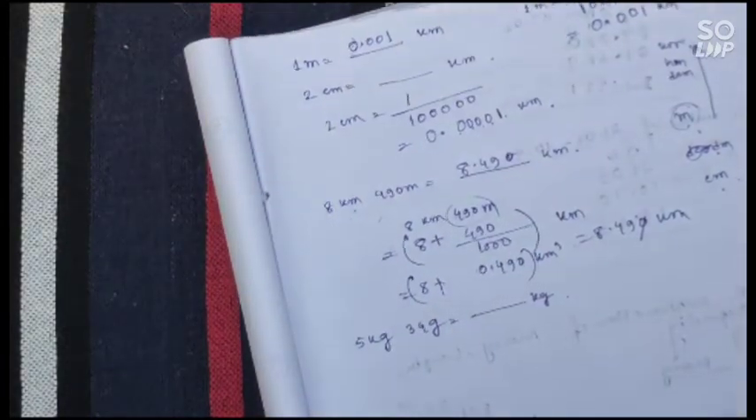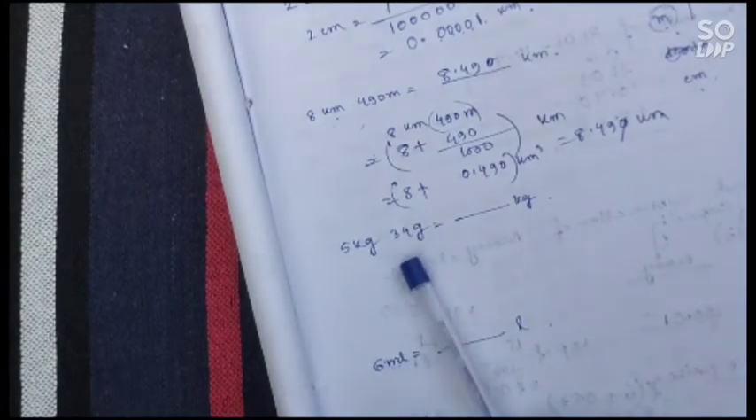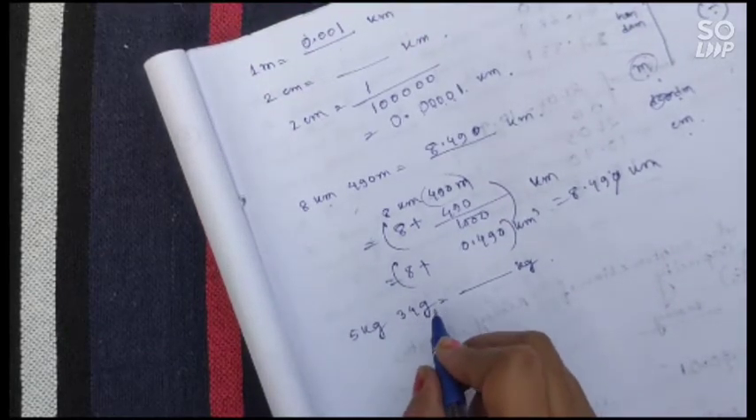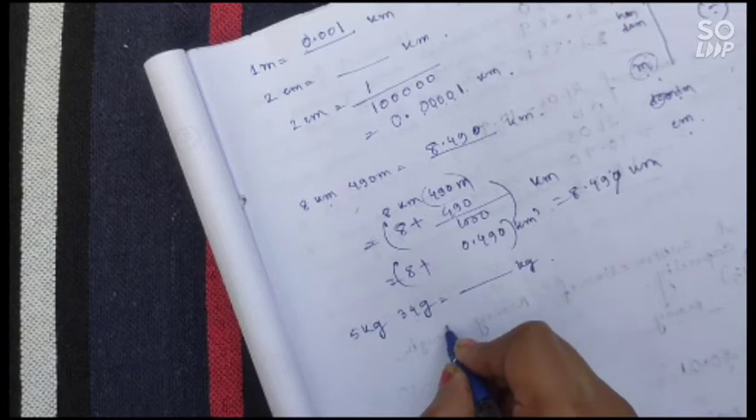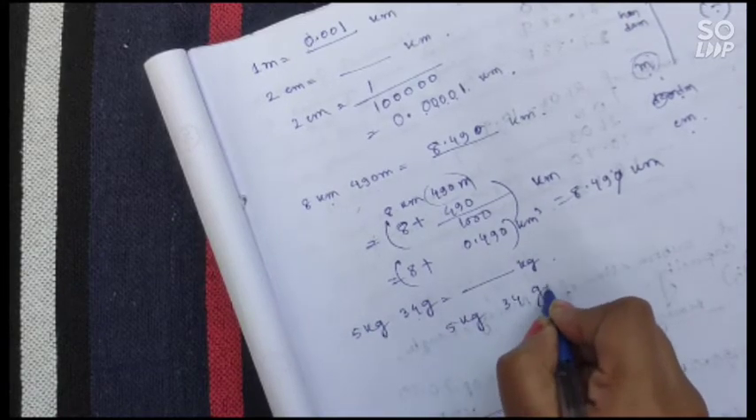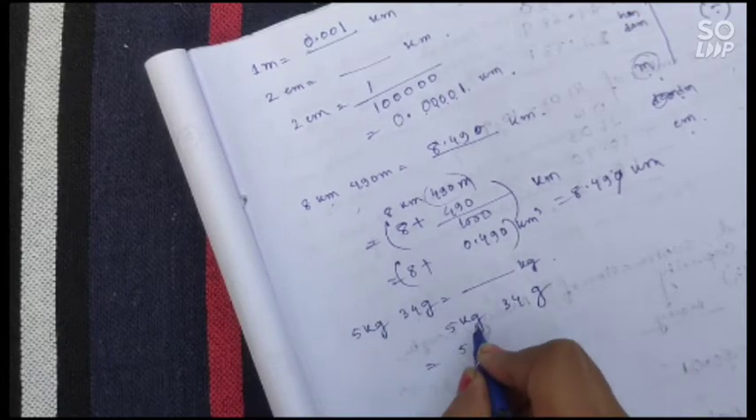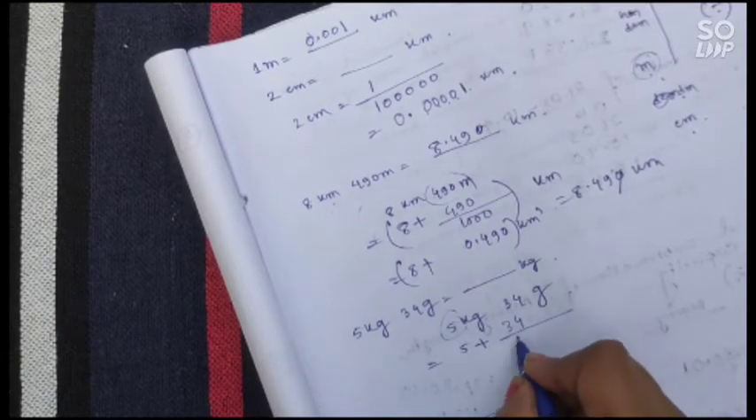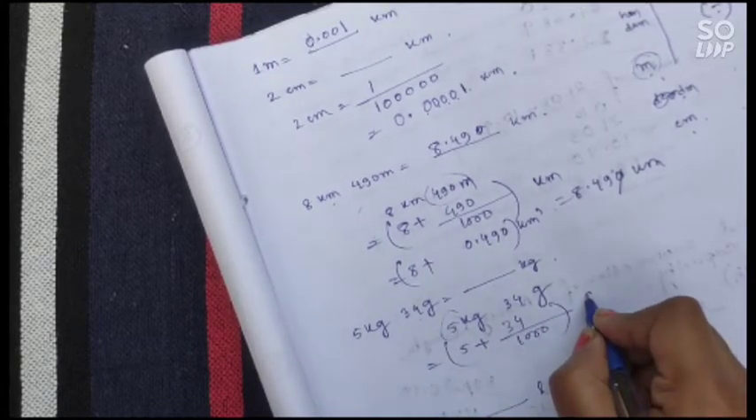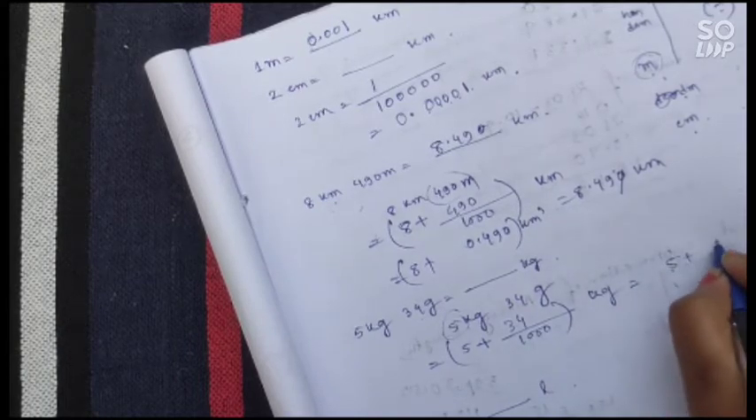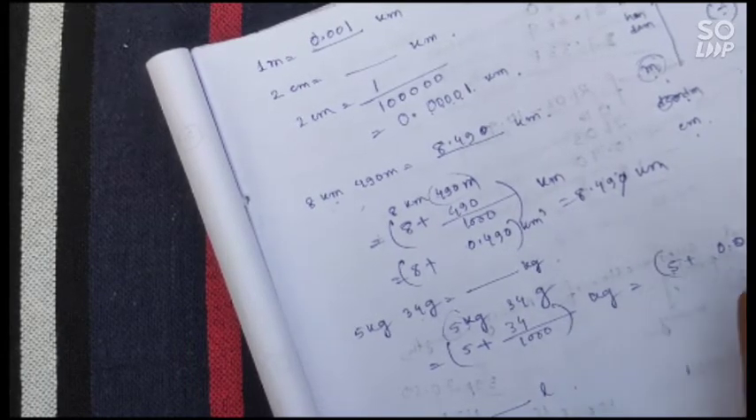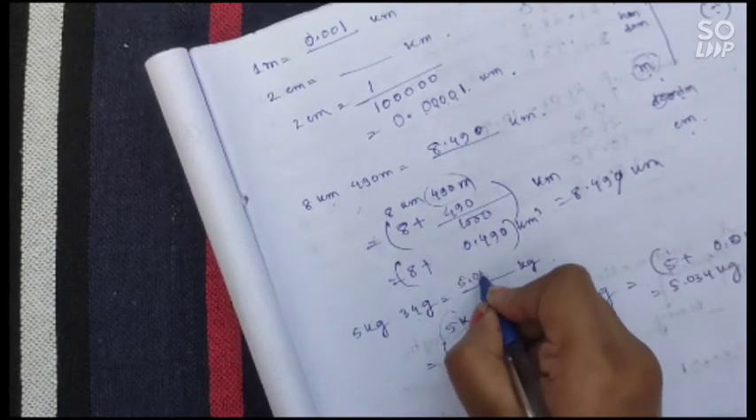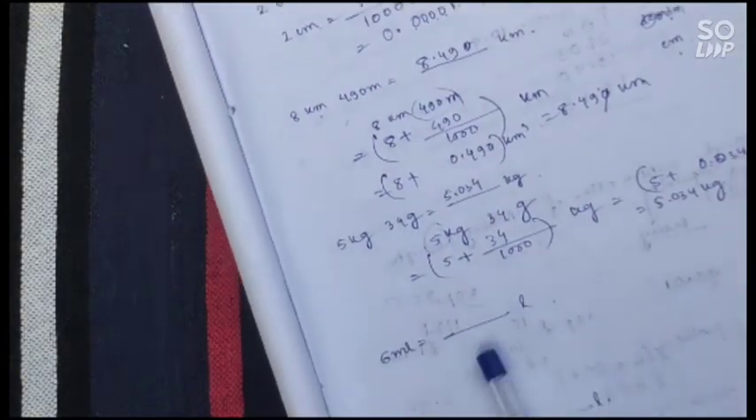Okay, next, 5 kg 34 gram. This will be how much? So this is already in kilogram. First of all, you have to convert the grams into kg. You have to divide this by 1000. This much kg. So this will be 5.034 kilogram.